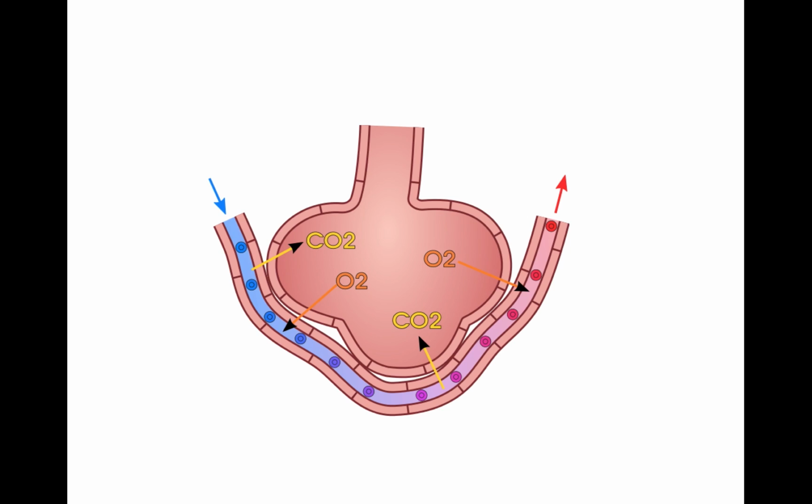So it's within these alveoli that carbon dioxide and oxygen move between the blood and the air. And generally, oxygen moves from the air that we breathe into the blood, shown here in orange, and carbon dioxide, shown here in yellow, moves from the blood into the air spaces within the alveoli so that you can expire the carbon dioxide.